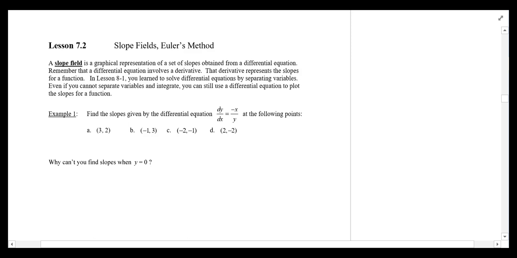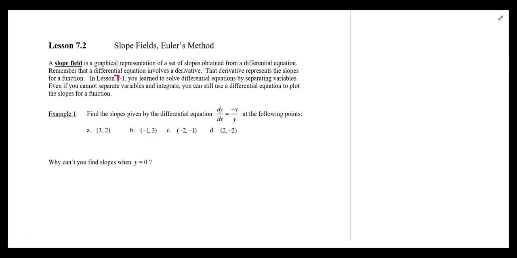So remember that we looked at differential equations in lesson 7.1? They all involved a derivative, and that derivative represents the slope for a function. So once again, in lesson 7.1, we learned how to solve differential equations by separating the variables. And even if you cannot separate the variables and integrate, you can still use a differential equation to plot the slope for a function. So let's take a look at example number 1, and I'd like you to just quickly calculate the slopes by the given differential equation. And this is the equation dy/dx equals negative x over y at the following points.